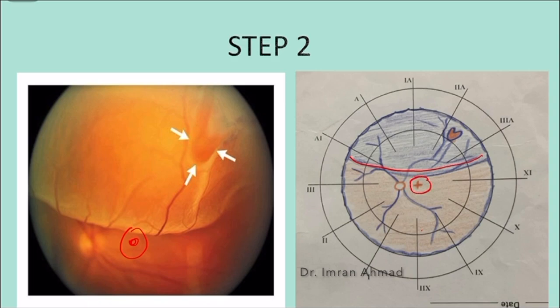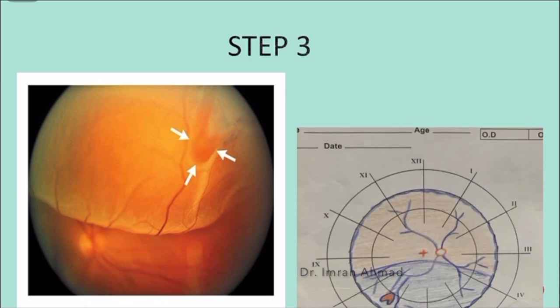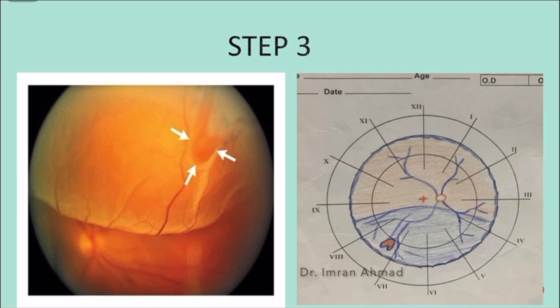And in the next step, step 3, we just need to again make it in the correct position. Bring this 12 o'clock to the 12 o'clock position, 6 o'clock to the 6 o'clock position, and now you have the fundus diagram. So your break is inferior temporally with an inferior retinal detachment and macula on retinal detachment.